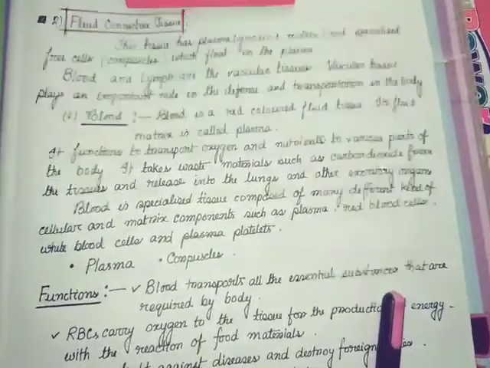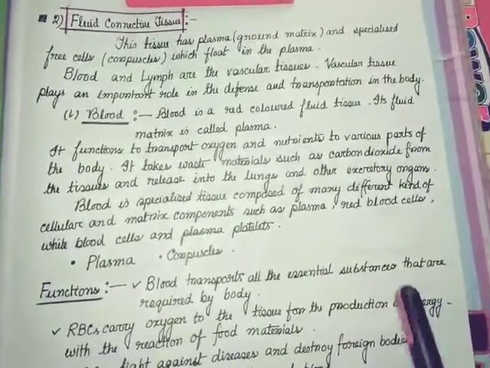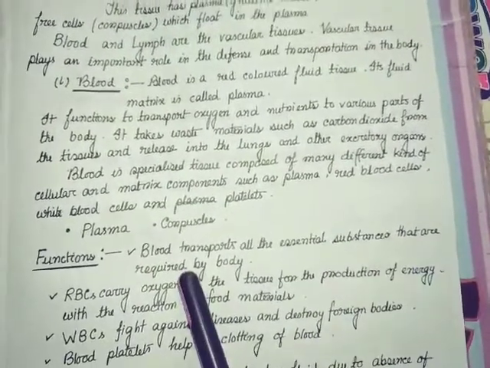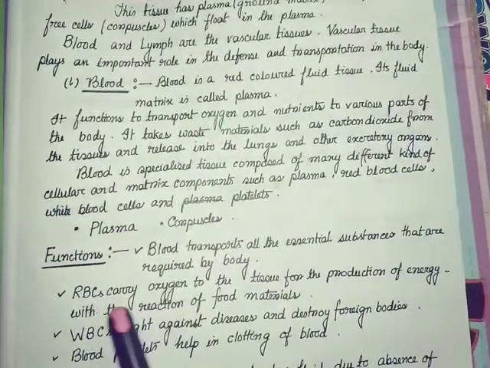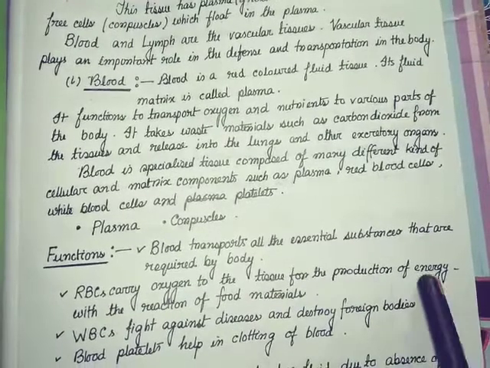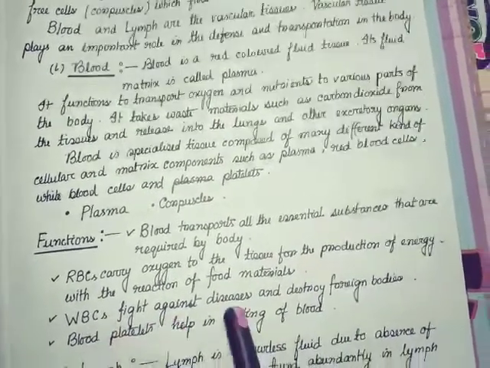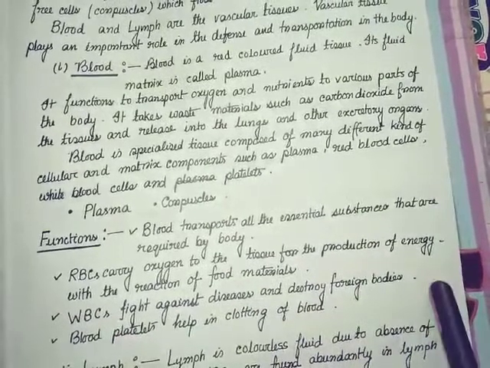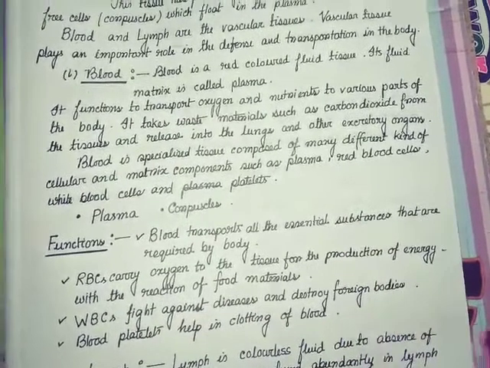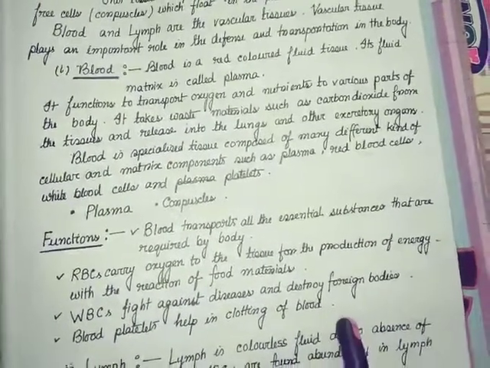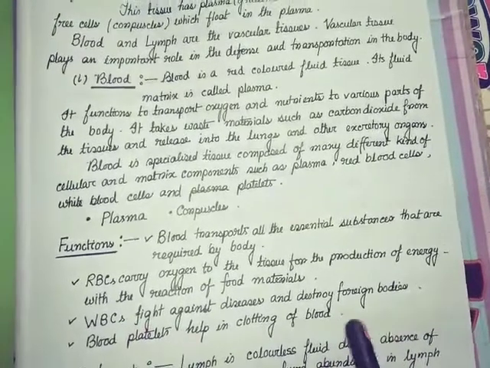Now what is the function of the blood? Blood transports all the essential substances that are required by the body. What I said, that nutrients and oxygen. RBCs carry oxygen to the tissue for the production of energy with the reaction of food materials. WBCs fight against disease and destroy foreign bodies, and blood platelets help in clotting of blood from the injury portion, not in the blood vessels. Okay, blood platelets help in clotting of blood in the injury portion.